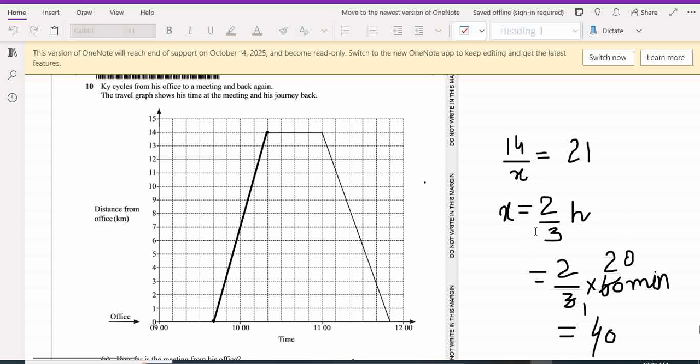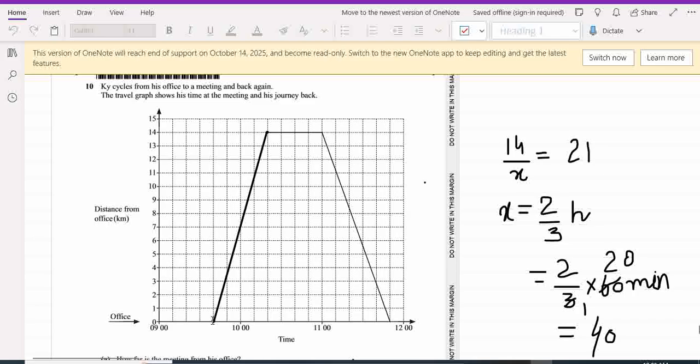Hours we have to convert into minutes. 1 hour is 60 minutes. Multiply by 60: 3 twenties are 60, 2 twenties are 40. So x is 40 minutes. So from here, this was his meeting time, and I know that this is 10:40, and we have to go 40 minutes back. So 10, 20, 30, 40.